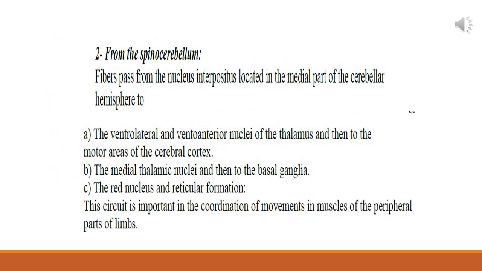2. From the spinocerebellum. Fibers pass from the nucleus interpositus, located in the medial part of the cerebellar hemispheres, to A. The ventrolateral and ventroanterior nuclei of the thalamus and then to the motor area of the cerebral cortex. B. The medial thalamic nuclei and then to the basal ganglia. C. The red nucleus and reticular formation. This circuit is important in the coordination of movements in muscles of the peripheral part of limbs.